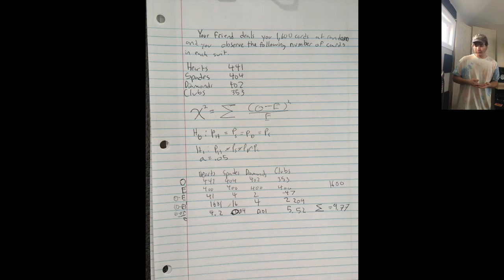And from there, our formula tells us just to divide by E, where we're going to get much smaller numbers, and we're going to get 4.2, 0.04, 0.01, and 5.52. And so what we have now, these numbers are observed minus expected squared divided by the expected. So now we just need to sum them all up. And we're going to get 9.77.